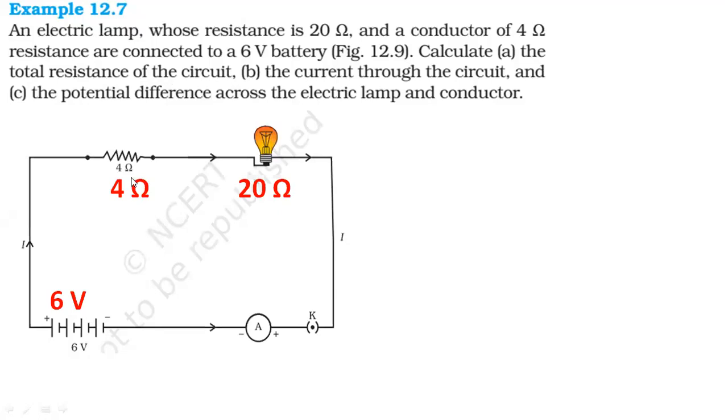That resistance was already given, but I have highlighted it and increased the font size. So it is 4 ohm, and the bulb value is given as 20 ohm. The first thing they are asking us is to calculate the total resistance.